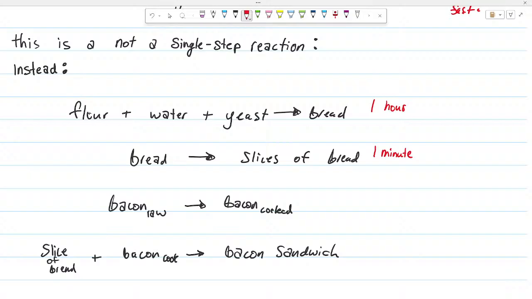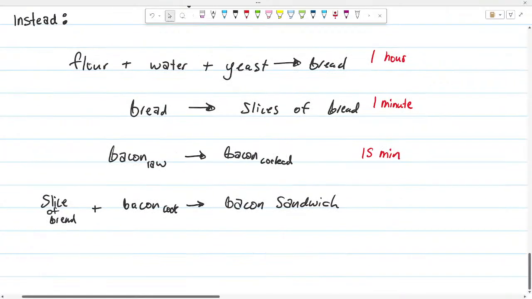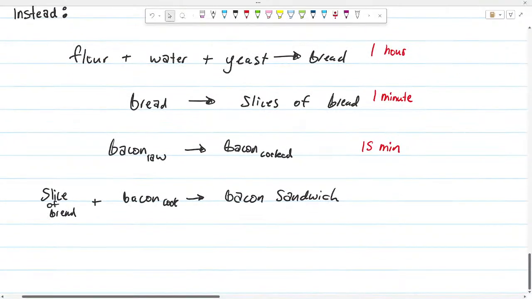So raw bacon into cooked bacon. Hey, how long does that take? Probably 15 minutes, right? I mean, if you go faster than that, it gets really wavy, it gets crummy, right? If you want to have nicely cooked bacon, you're looking at least 15 minutes. Is that fair? Okay. And then putting together the slices of bread and the cooked bacon to make a sandwich, you can do that in a minute, right? Okay, now, it's so good to see you.